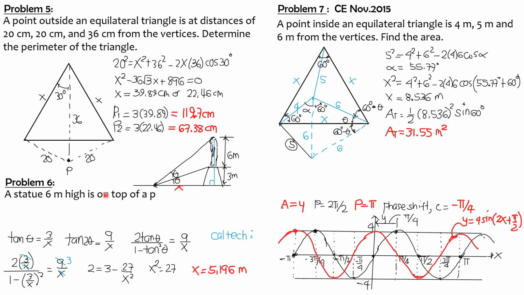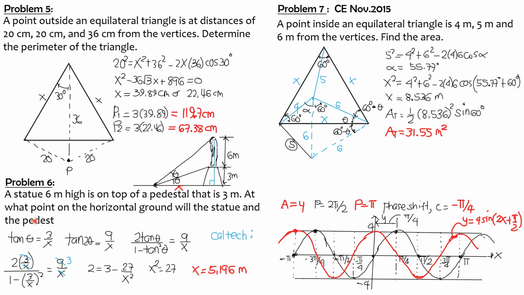A statue 6 meters high is on top of a pedestal that is 3 meters. At what point on the horizontal ground will the statue and the pedestal subtend equal angles? So if you can recall double angle formulas for tangent, then solve that. But if you cannot, I'll have to share with you the calculator technique. So in this smaller right triangle, tangent theta is 3 over x, where x is the required distance.